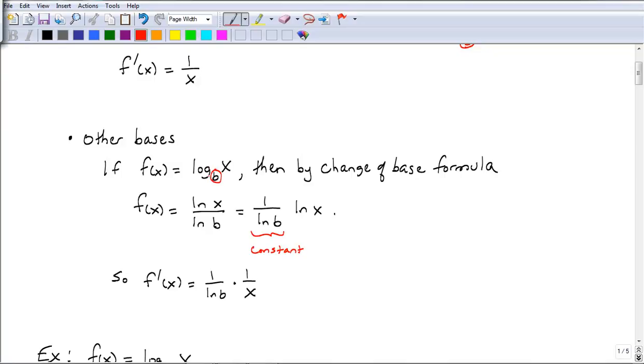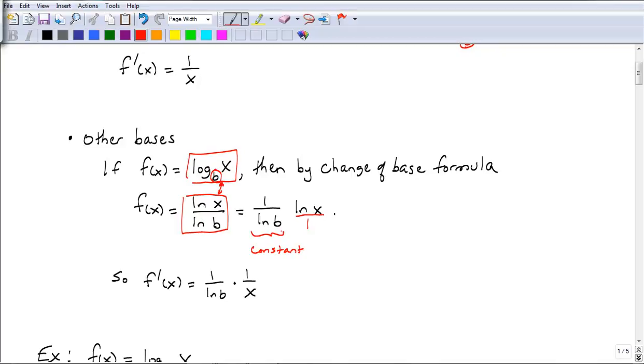Remember, the change of base formula says the log base b of x can be written as the natural log of x over the natural log of the base. This is just from the change of base formula. So these two things are exactly the same because of the change of base formula. But I can rewrite ln of x over ln of b as 1 over ln b times the natural log of x. And if you think of the natural log of x as being over 1, you can see that. 1 times ln x is ln x. 1 times ln b is ln b.